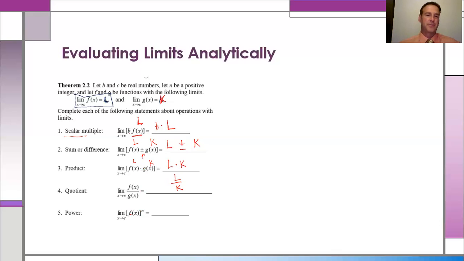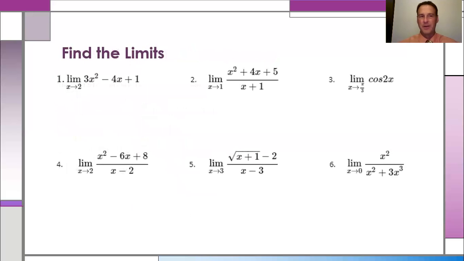Okay, and the last one, the limit as x approaches c of f of x all to the n power, kind of matches what you saw on the previous page. Let's see, the limit of f of x is equal to L. So as you take that limit, it'll be L all to that n power. This may be our quickest lesson yet. Let's keep going. All right.